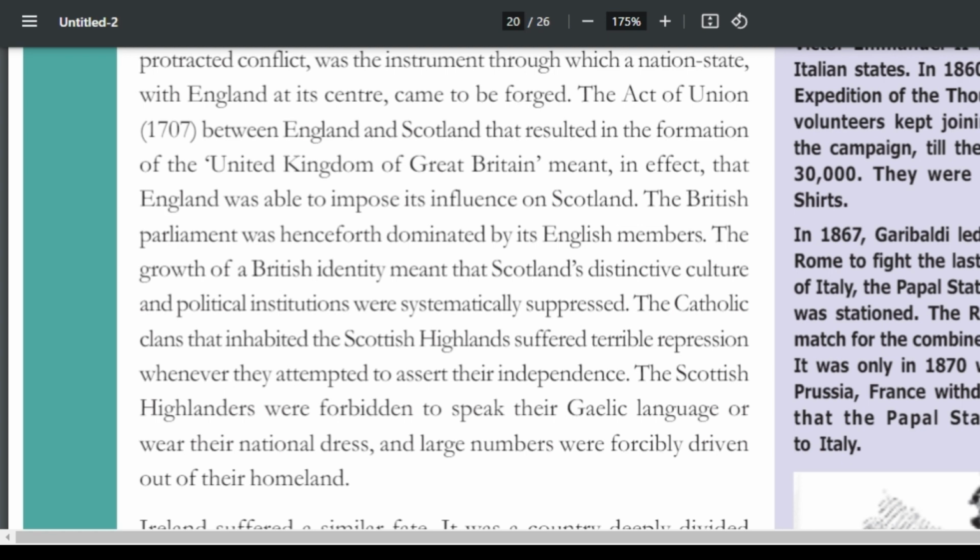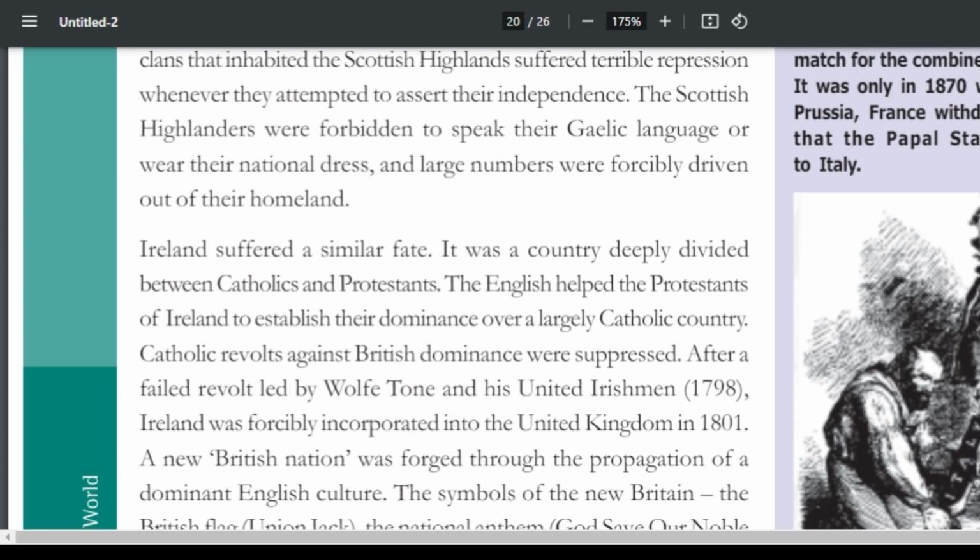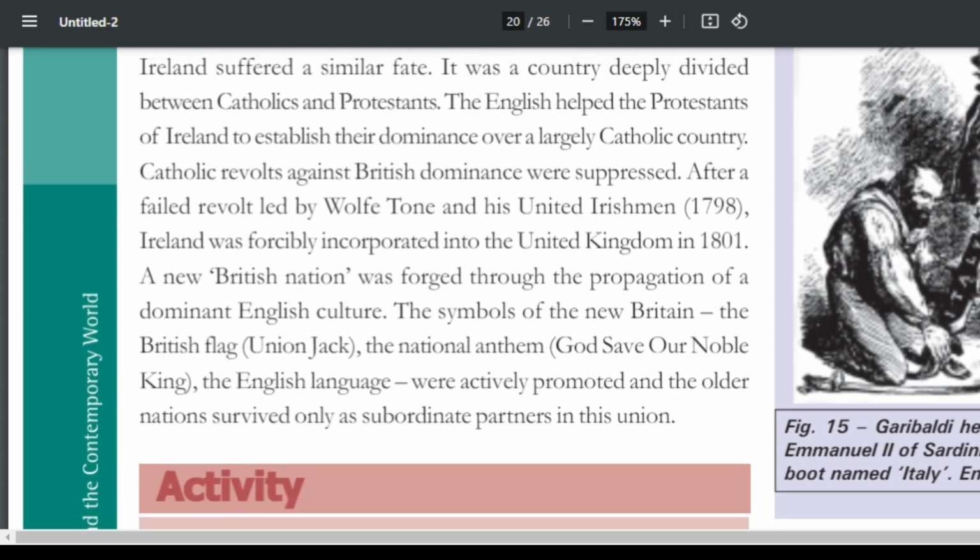The British Parliament was henceforth dominated by its English members. The growth of a British identity meant that Scotland's distinctive culture and political institutions were systematically suppressed. The Catholic clans that inhabited the Scottish Highlands suffered terrible repression whenever they attempted to assert their independence. The Scottish Highlanders were forbidden to speak their Gaelic language or wear their national dress, and large numbers were forcibly driven out of their homeland. Ireland suffered a similar fate.